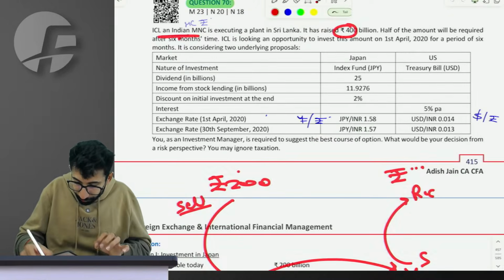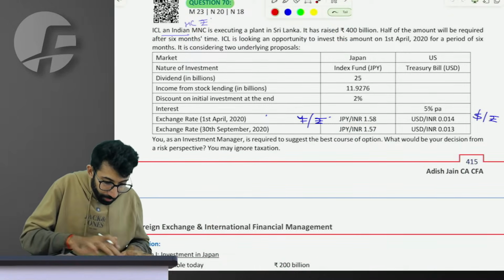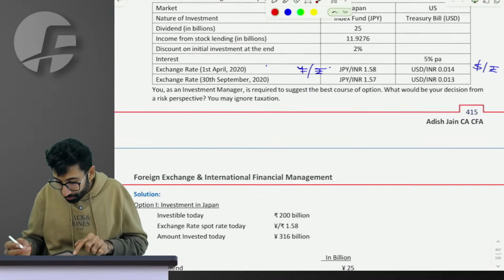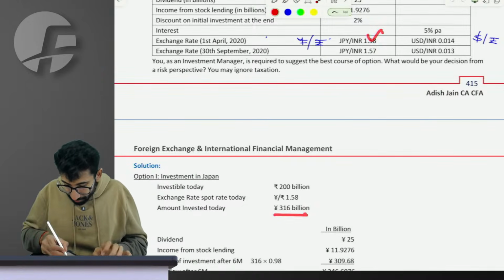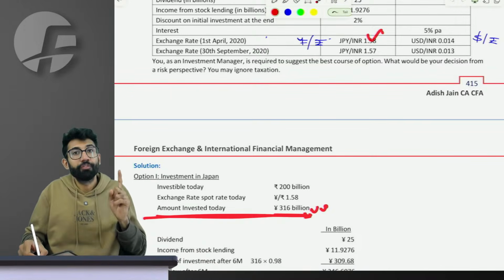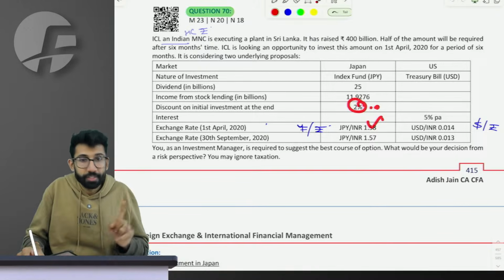Sir, I have 200 billion rupee. The rate is also of rupee. So 200 multiplied by 1.57 gives me 314. 1.58 gives me 316 as the amount invested in terms of yen. Today I invest 316. That is at 2% discount at the end.